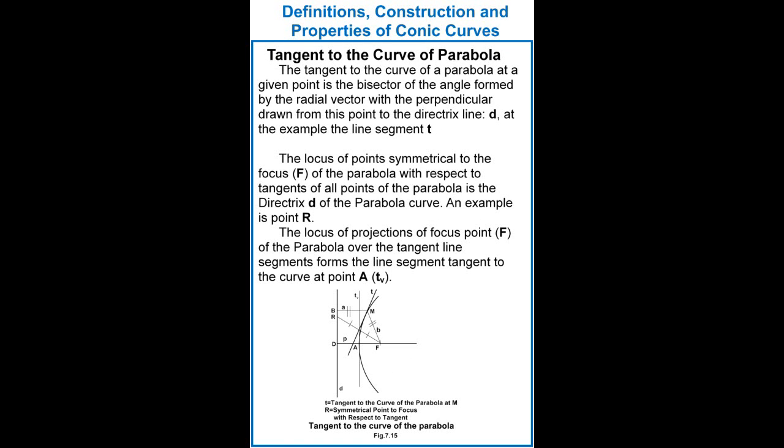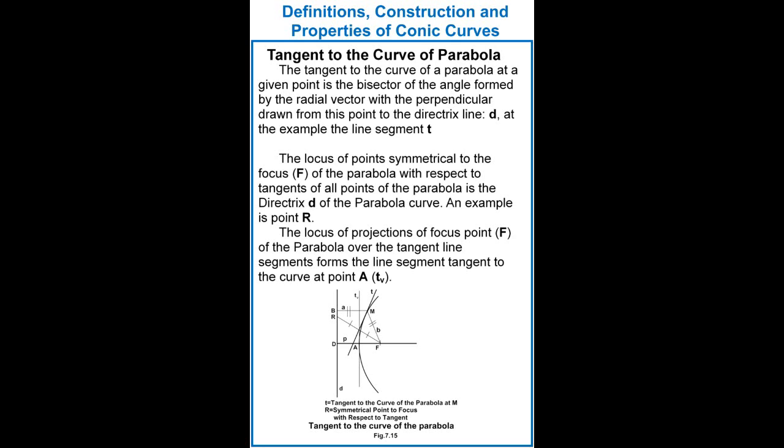This slide shows the definition of the segment of a line tangent to a point on the curve of the parabola. Figure 7.15 shows the parabola curve and the straight line segment T tangent to the curve at the point M. The tangent to the curve of the parabola at a given point is the bisector of the angle formed by the radius vector that connects the point to the focus F with the perpendicular drawn from the point to the directrix of the parabola D, in the example the line segment tangent T at the point M.